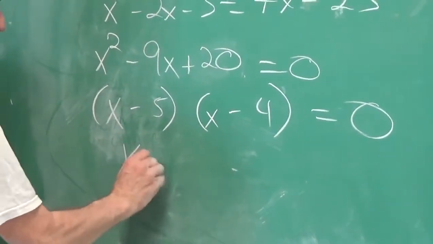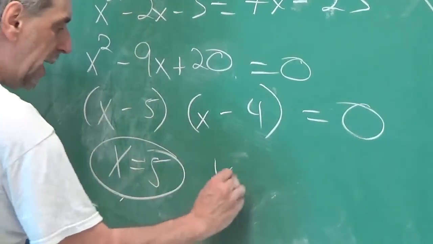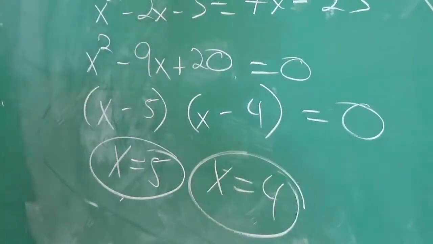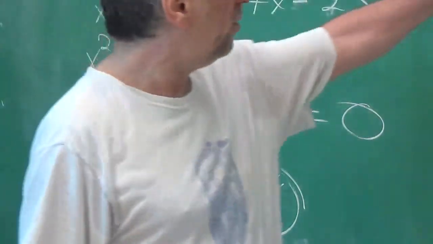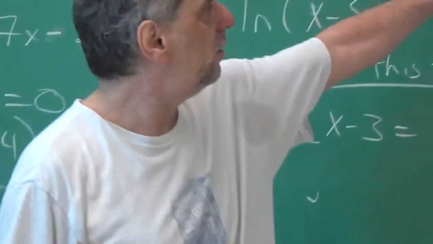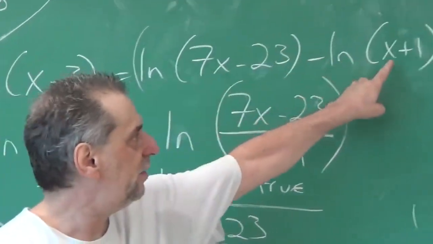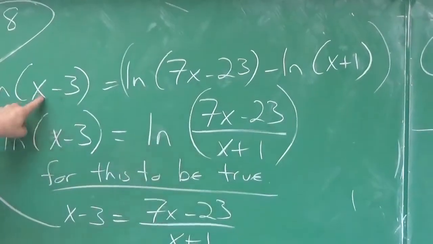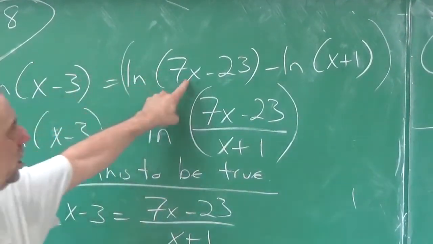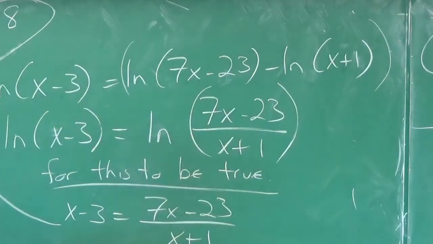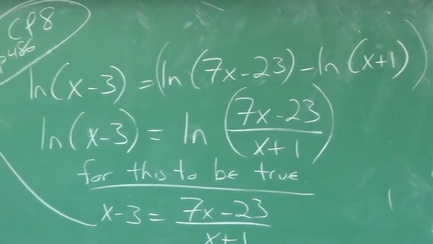And we're going to get our two possible answers before we check. 5 and 4, we go back to the original. 5 works here, 5 works here, and 5 works here. 4 also works, also works, also works, so we get two possible answers.